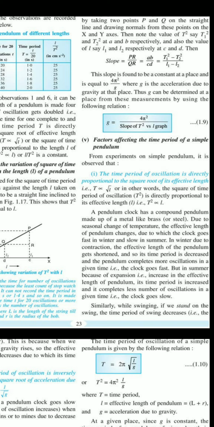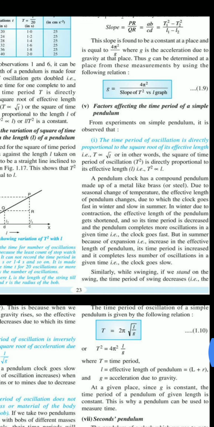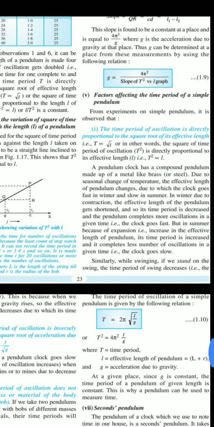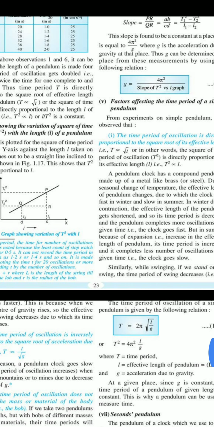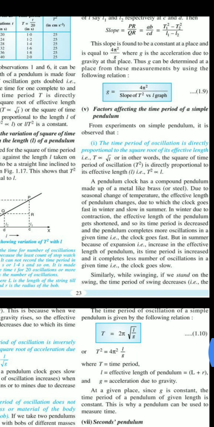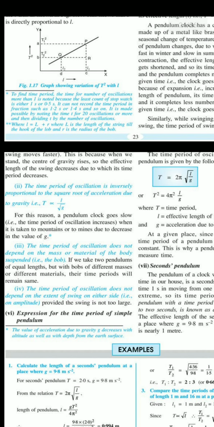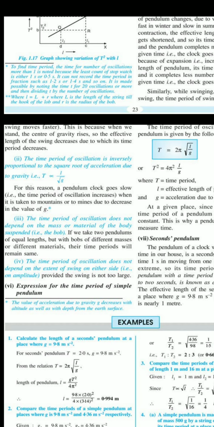Then, factors affecting the time period of a simple pendulum. The time period we have just studied is directly proportional to the square root of its effective length. I told you that L is directly proportional to T square, or you can say T is directly proportional to under root L. So first, T is directly proportional to root L, then T is inversely proportional to root g. These are the observed things.